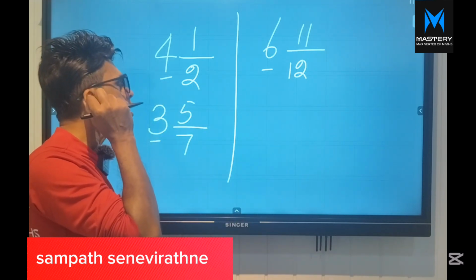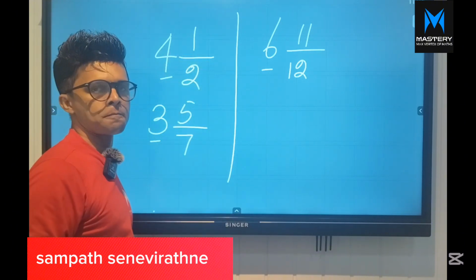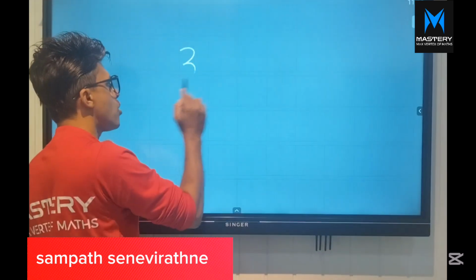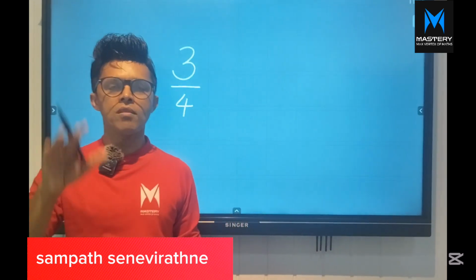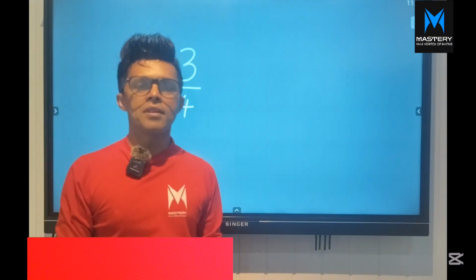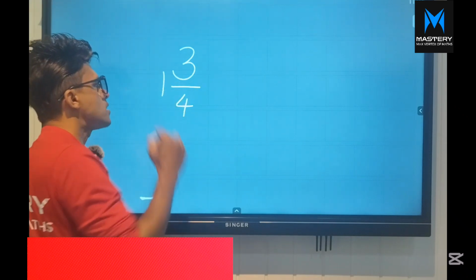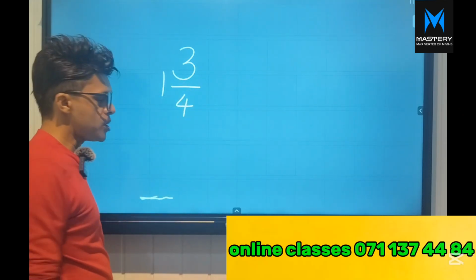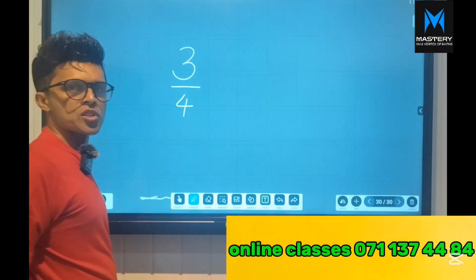These are not called mixed fractions. These are mixed numbers. How about this one, 3/4? Can we consider this one as a mixed number? No, not at all. Here is a proper fraction, so this is not a mixed number. Then we could write this one as a mixed number: 1 3/4. Here is a mixed number. Right now this one can be mentioned as a mixed number. Now this is not a mixed number.